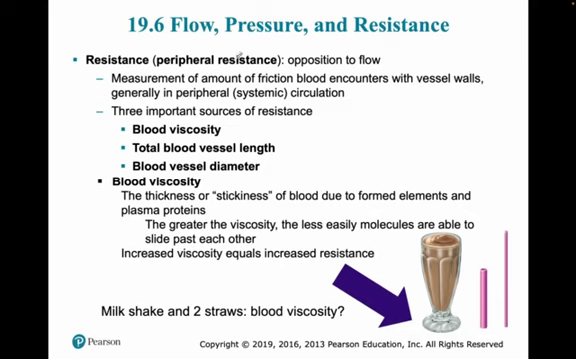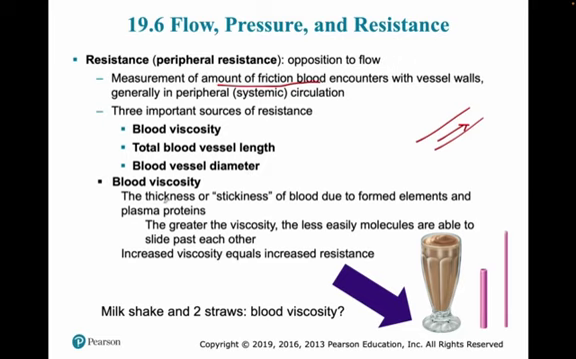Resistance is the opposition the blood faces while it is flowing through a vessel. So that is the peripheral resistance, or resistance. Simply, it's the amount of friction that the blood encounters in the blood vessels. Three things can impact this: blood viscosity, which means thickness, blood vessel length, and then blood vessel diameter.